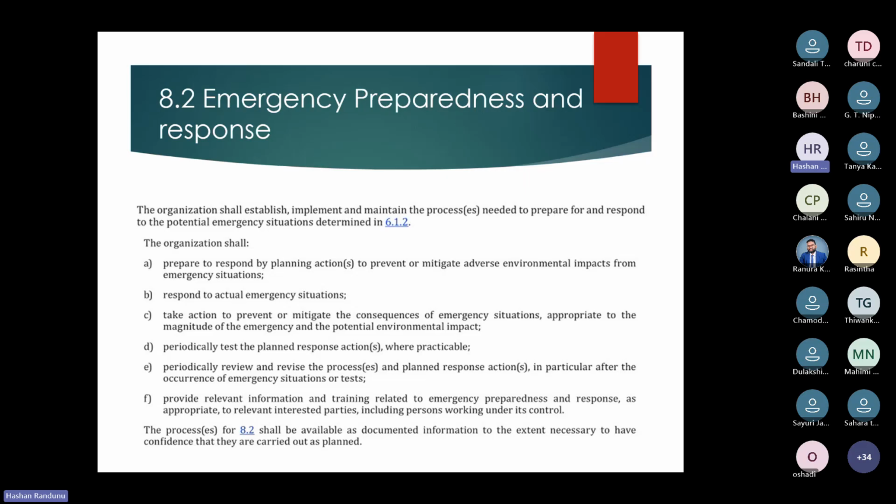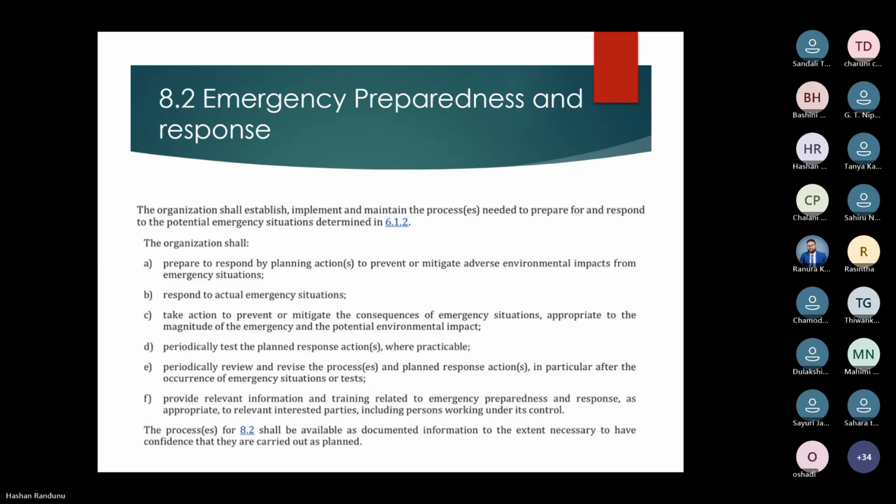So let's take those three as possible environmental aspects, and suppose when we analyze those environmental aspects, we have identified chemical contaminated solid waste and wastewater as significant environmental aspects, right? So then when we establish, implement, and maintain processes needed to prepare for and respond to the potential emergency situations, we need to have a proper plan. As per the standard, we need to have a proper plan.